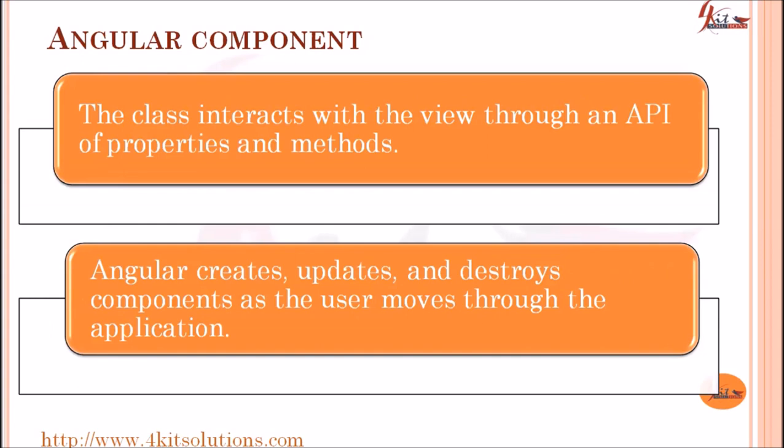This component class interacts with the view through an API of properties and methods. We write the properties and the methods in our TS code inside our class, and through this we can interact with the view. Whatever the value of that property is in my TS file, it will be reflected in my view.